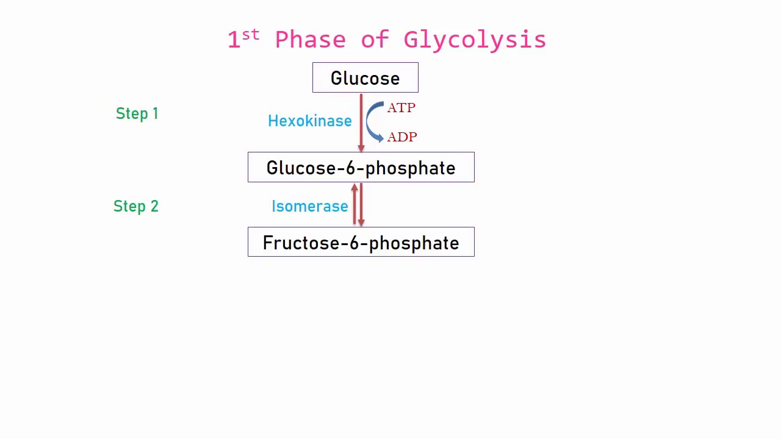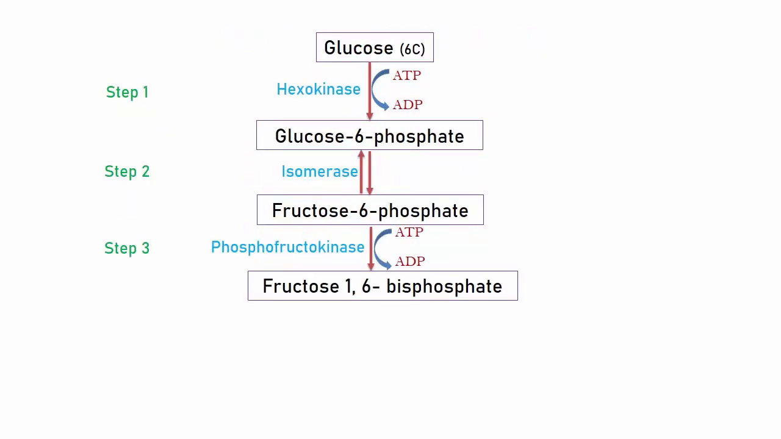In the next step, you can observe the reaction given here. Glucose 6-phosphate is converted into fructose 6-phosphate by the enzyme isomerase. Fructose 6-phosphate is an isomer of glucose 6-phosphate. In the next, that is the third reaction, fructose 6-phosphate is converted to fructose 1,6-bisphosphate. This reaction is catalyzed by the enzyme phosphofructokinase.